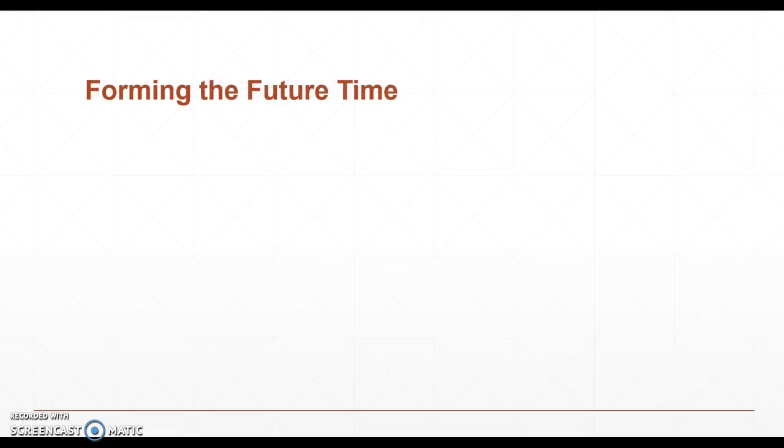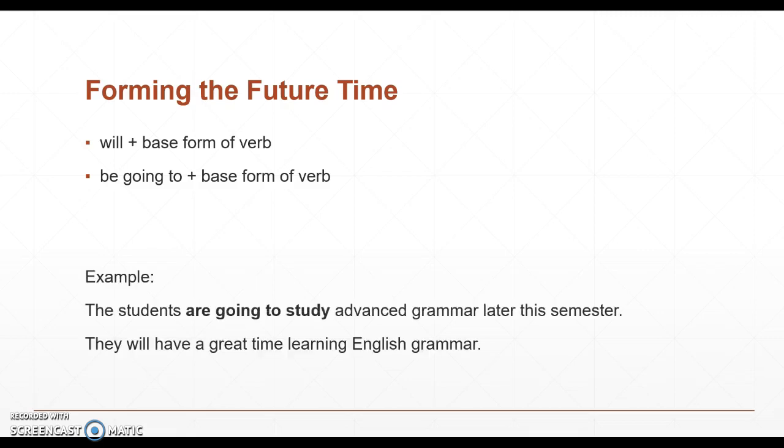To form the future time, in the most basic form, we use will plus the base form of the verb, or be going to plus the base form of the verb. So we have examples. The students are going to study advanced grammar later this semester. They will have a great time learning English grammar. So you can see we have are going to study, we have are going to plus the base form of the verb study, and will have, will plus the base form of the verb have.